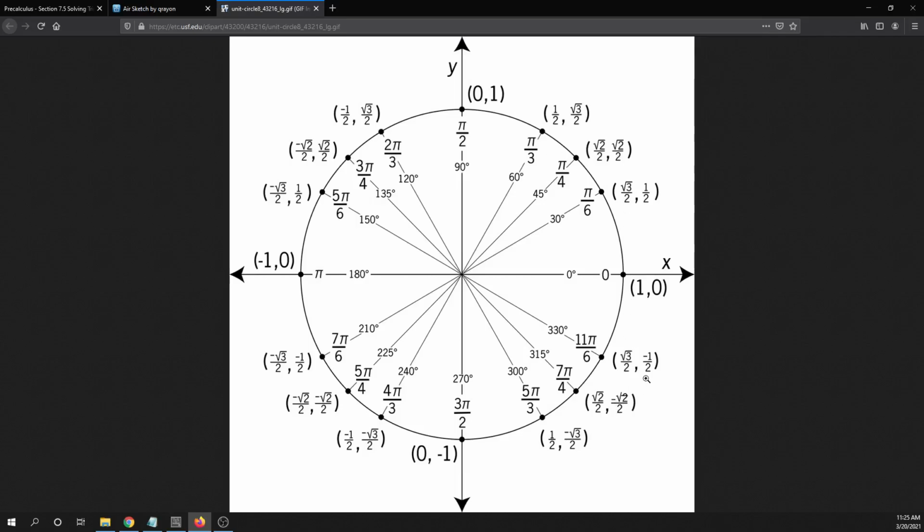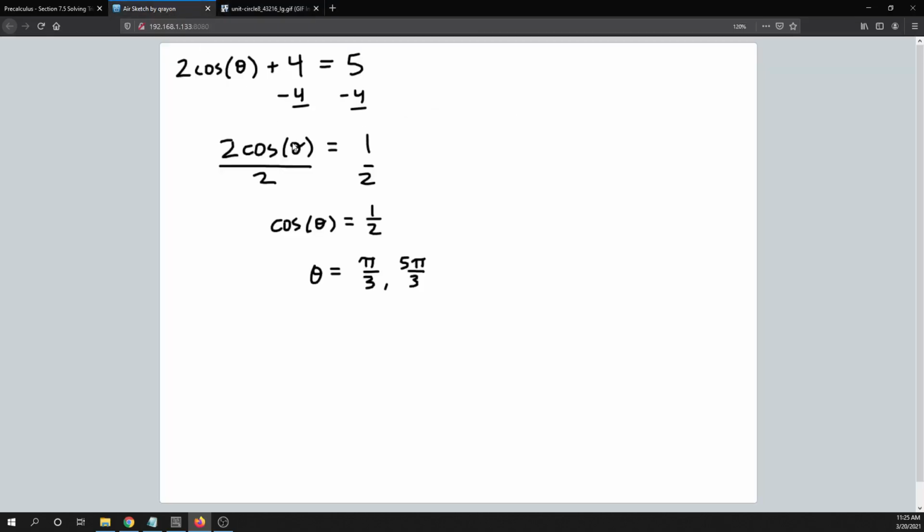Okay, and that is it on this example. Our answer is pi over 3 and 5 pi over 3.